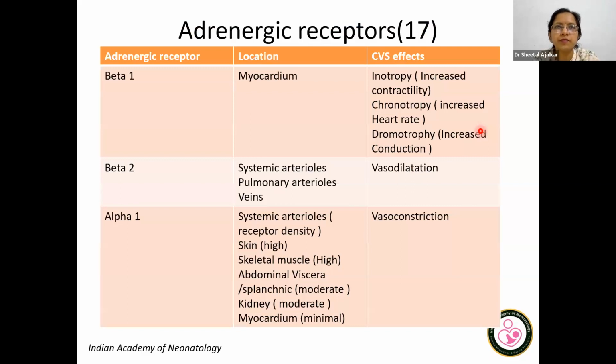So we will go to the inotropes. Just a small recap on the adrenergic receptors. Beta 1 is located in the myocardium, and it will cause inotropy, which is increase in the pumping and the contractility, chronotropy, which is increase in heart rate, and dromotropy, which is increase in the conduction. Beta 2 is in the systemic and pulmonary arterioles, and it causes vasodilation on stimulation. Alpha 1 is in the myocardium, which can cause increased inotropy. It is also there in the systemic arterioles, skin, skeletal muscles, abdominal viscera, kidney, everywhere, and it can cause peripheral vasoconstriction basically. So alpha 1 on the heart causes mild inotropy, and alpha 1 receptor stimulation basically causes peripheral vasoconstriction.